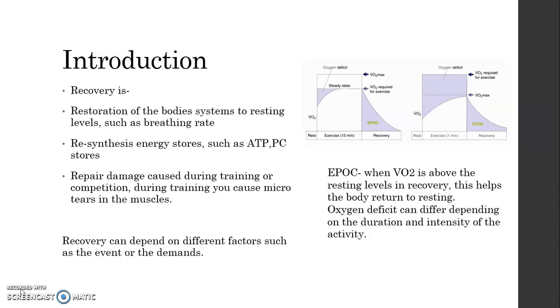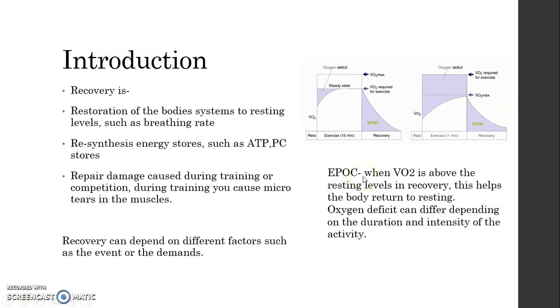In this next part of the presentation, I'll be talking about how our body will recover from different activities. Recovery is the restoration of the body systems to resting levels such as breathing rate or heart rate. At the same time, we will resynthesize energy stores such as ATP and the PC stores. In addition to that, we will repair the damage that is caused during training or competition, as during training you will cause micro tears in the muscles, which will eventually heal over and strengthen them again.